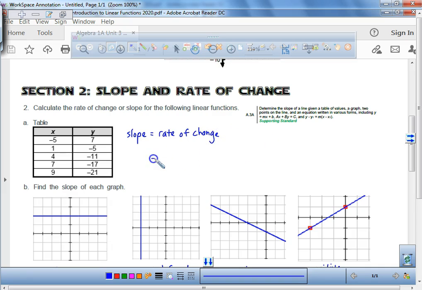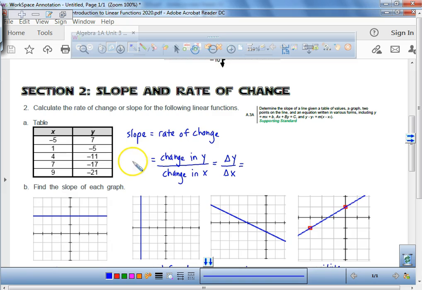But what does rate of change actually mean? Basically, we're going to be finding what's called the change in the y values over the change in the x value. So it's the change in y over the change in x. Now you will see me often write delta y over delta x. And delta means change in. So it's just a faster way of saying the same thing. Change in y over change in x.